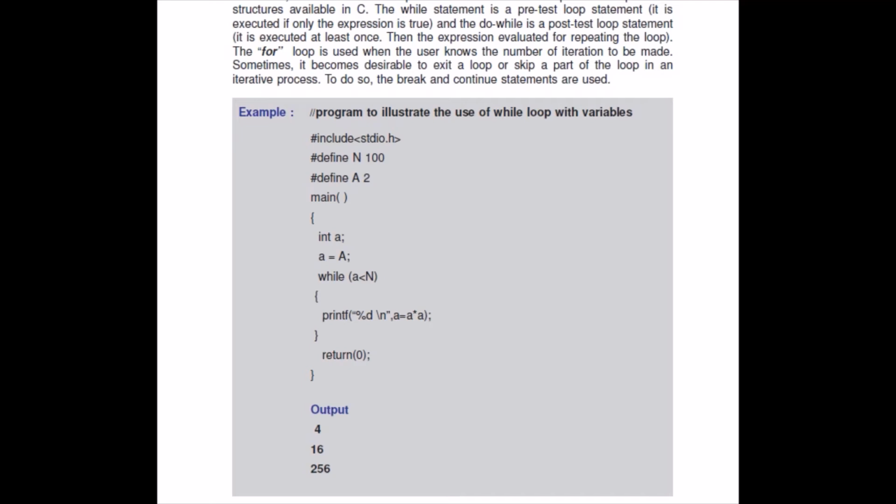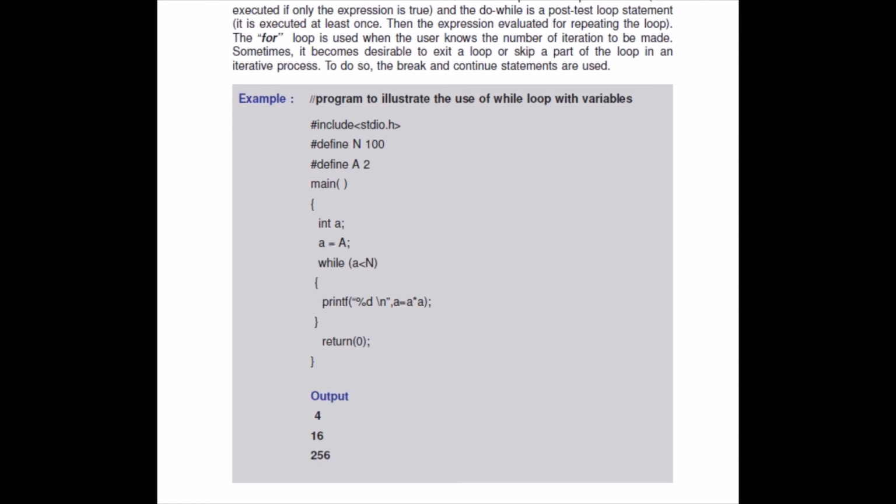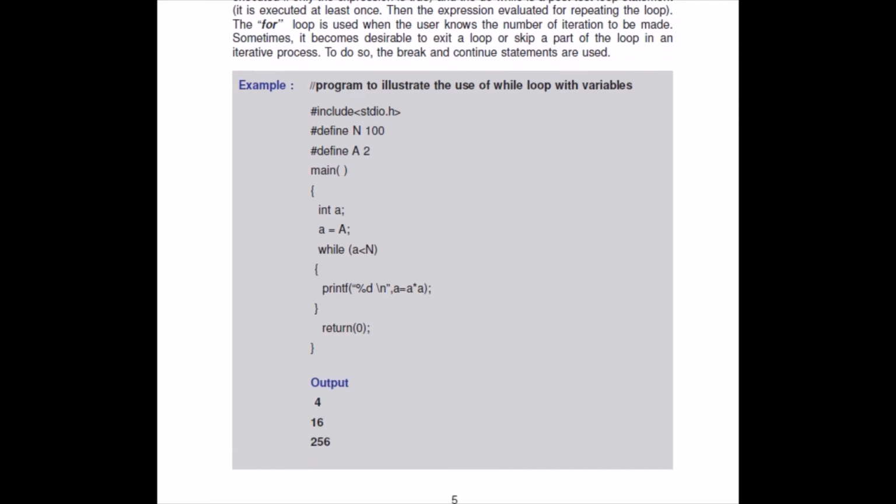Now, as we know, C is a case sensitive language. When we use capital or lower case characters, they are of a different value. Then we start our program and decide to have an integer data type, and then we say a, the value of a is equal to capital A.